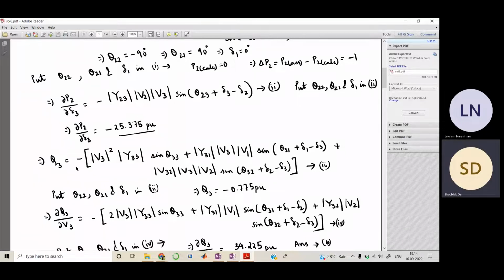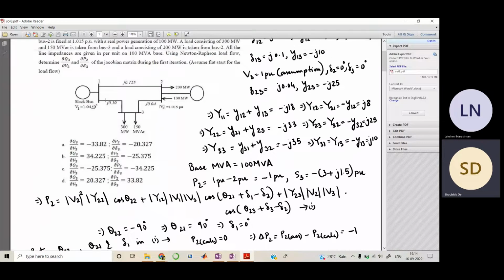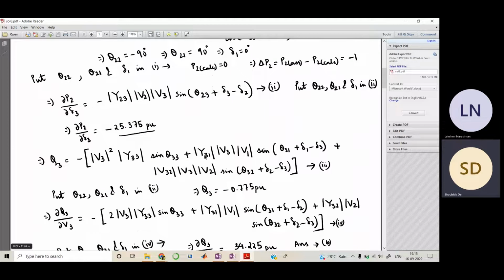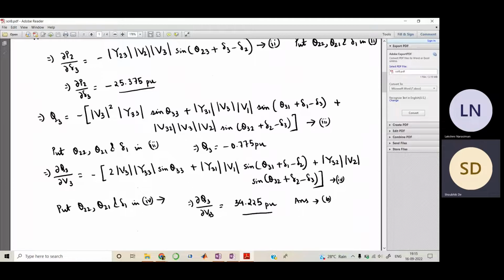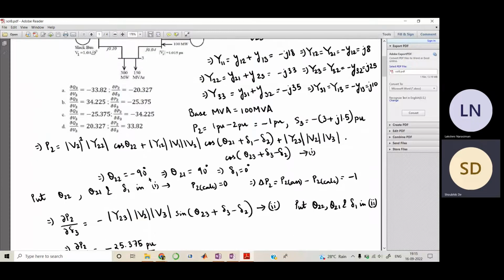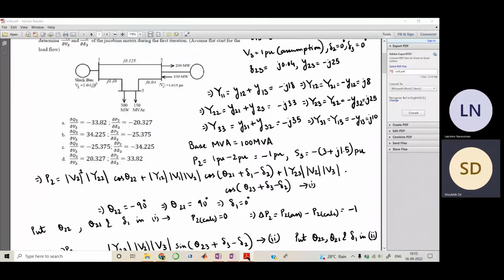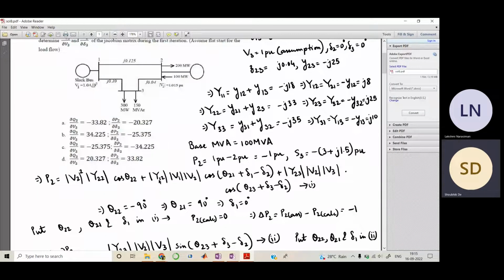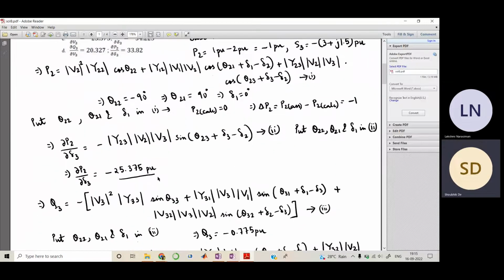Now, in the question, we have to find del Q3 by del V3, right? So del Q3 by del V3 would be just the partial differentiation of this Q3, equation number 3. You get this, you put all the values, and it comes out to be 34.225 per unit, which is your option B. So this is how we have calculated a part of this Jacobian matrix, right? In this way, we will be completing that matrix. So this was problem number 1. I hope this was clear.